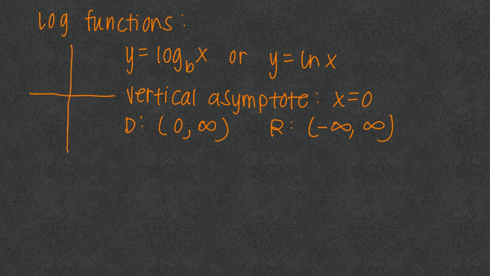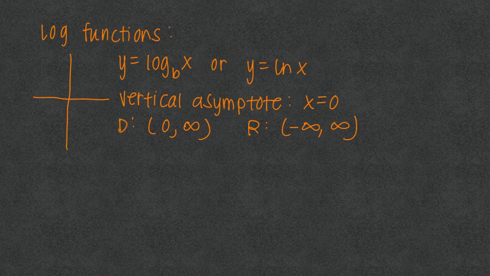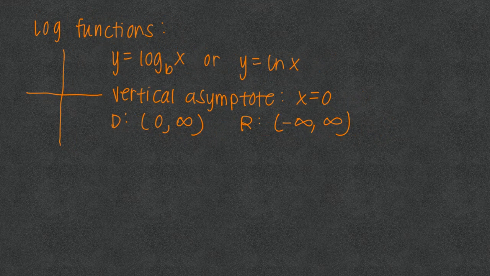We did have parent function points for this one. So we had x, y, and it was switched from exponential. Exponential was -1, b. This one is 1 over b, -1. Exponential was 0, 1. Log is 1, 0. Exponential was 1, b. Log is b, 1. So they just switch places.